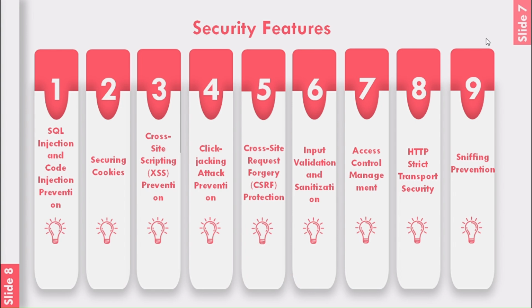Next is cross-site request forgery, that is CSRF protection. This attack tricks users into performing actions they didn't intend to, like changing account settings. By implementing CSRF tokens, we ensure that each user action is authenticated, adding a layer of trust and security.